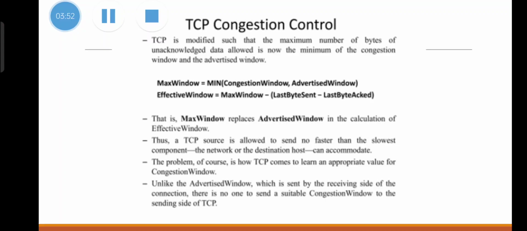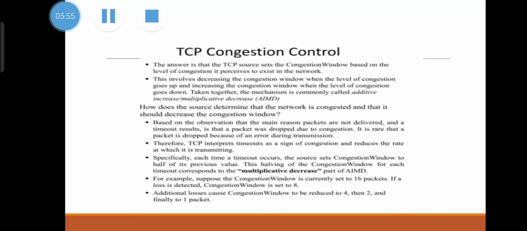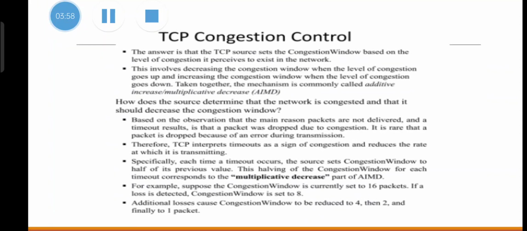So this is the main thing, the additive increase and multiplicative decrease. Here you can see at the fourth point, for example, suppose the congestion window is currently set to 16 data packets. If a loss is detected, the congestion window is set to 8. Why? I will divide by 2. 16 divided by 2 is 8. So automatically it will be reduced. If more losses happen, it will automatically be decreased by half again. That's why it is called additive increase and multiplicative decrease.